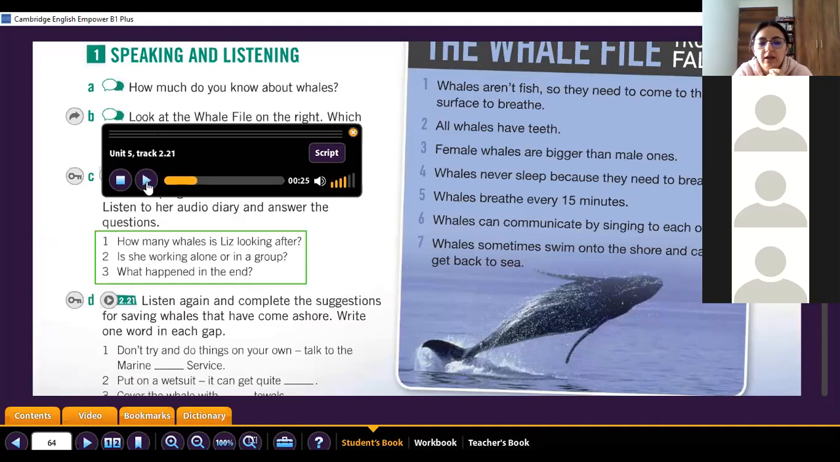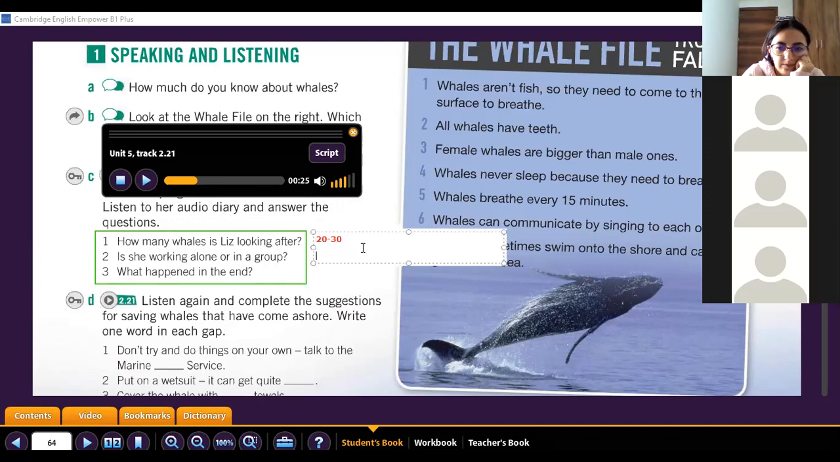How many whales did they have to look after? Did you listen? How many? Justo al inicio nos hablaba del número de ballenas. 20 and 30, exactly. There are a lot of whales, right? So is she working alone, all by herself, or maybe she's working in a group? What do you think? Yes, she's working in a group. She says that she is going to be with some locals, right? Ella habla de que va a trabajar con la gente local, la gente del pueblo. Okay, let's see what happens at the end.